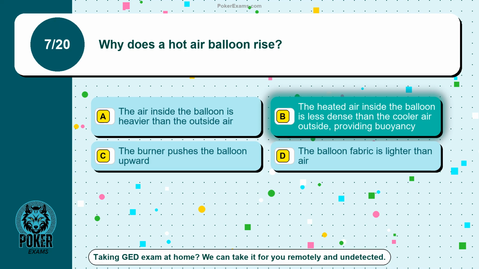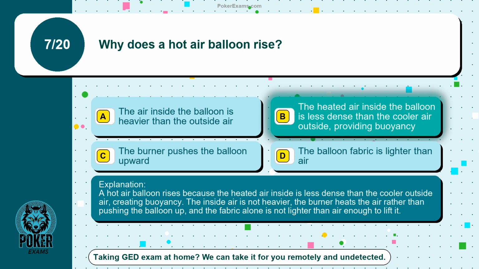The correct answer is option B. The heated air inside the balloon is less dense than the cooler air outside, providing buoyancy. A hot air balloon rises because the heated air inside is less dense than the cooler outside air, creating buoyancy. The inside air is not heavier, the burner heats the air rather than pushing the balloon up, and the fabric alone is not lighter than air enough to lift it.